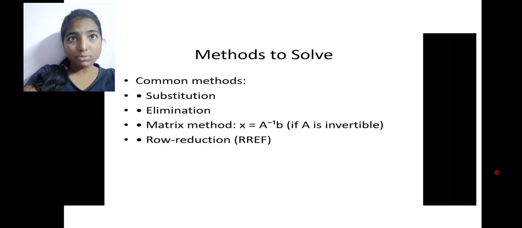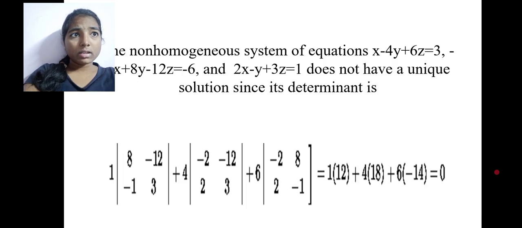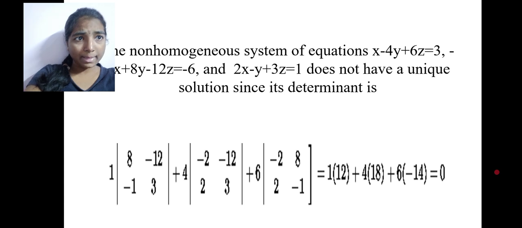And what are the methods to solve? Common methods: substitution, like we used to see in the earlier example, elimination, matrix method, x is equal to A inverse B, and row reduction. Next, we have another example of a non-homogeneous system. Here, the given equations do not have a unique solution since the determinant is 0.